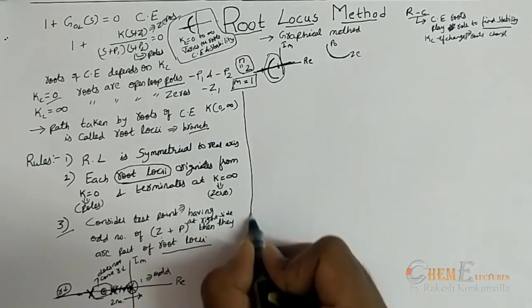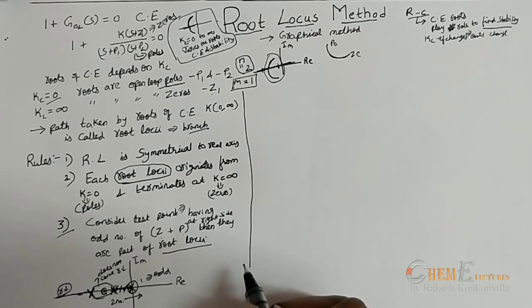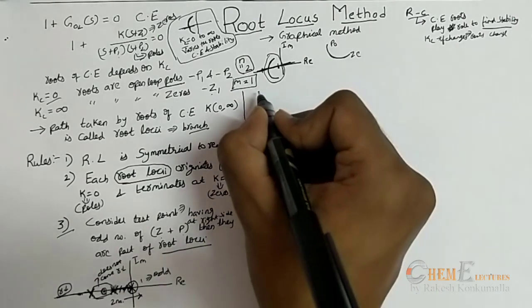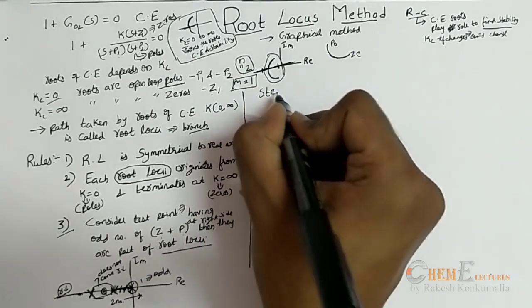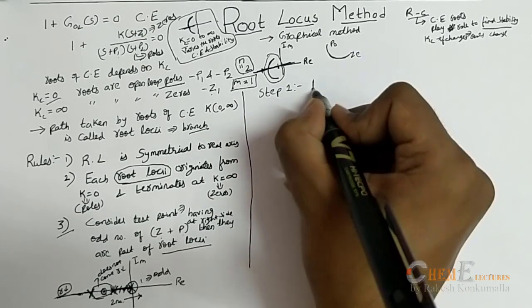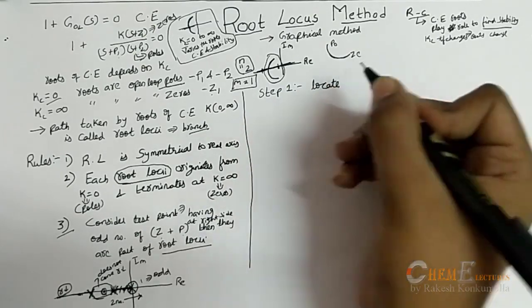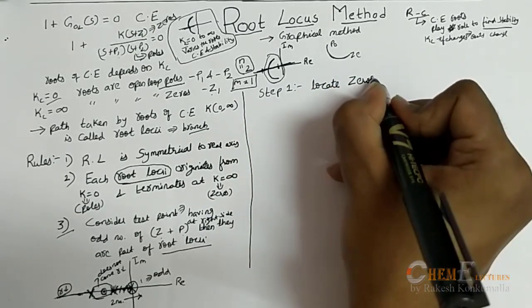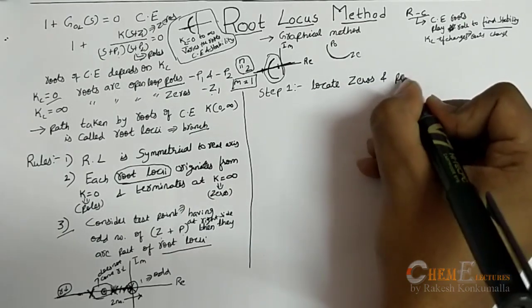After remembering these 3 rules, considering the graphical representation for root locus method, I will tell you a step-by-step procedure how to follow. The first step, you need to locate zeros and poles.